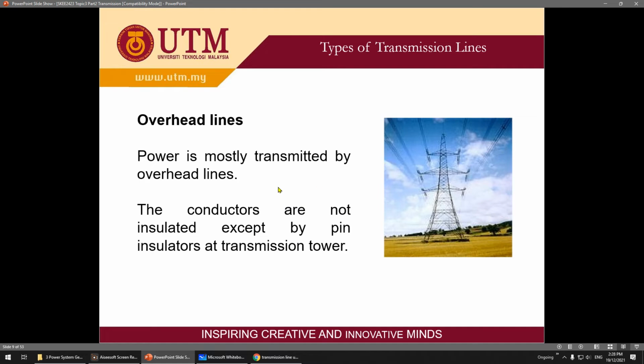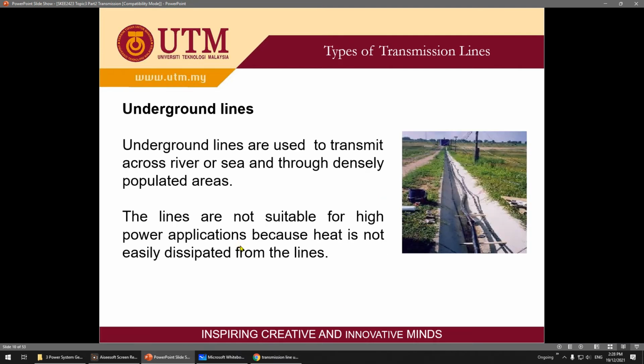So power is mostly transmitted by overhead line. This one I already explained. The conductors are not insulated except by the pin insulator and at the transmission tower. Also already explained. The pin insulator, this one is not very clear. Okay, it's good.